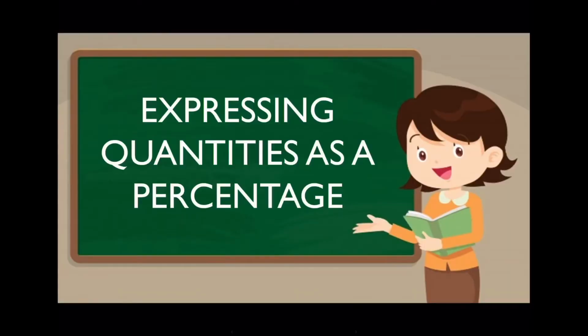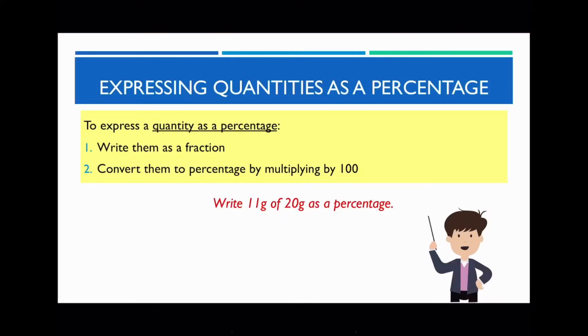The next part of today's lesson is we're going to be expressing quantities as a percentage. So in order to express a quantity as a percentage, there are 2 things you need to do. You need to first write this as a fraction, and then convert it to a percentage by multiplying by 100. So the first example reads, write 11 grams of 20 grams as a percentage.